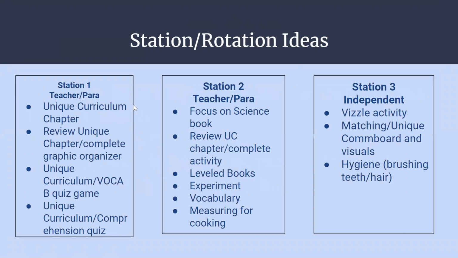So here are some ideas for stations and rotations in science. Station 1 could be a teacher or para reading a Unique curriculum chapter like we looked at earlier. If you've read it already, it could be a time that you're reviewing it and completing a graphic organizer with it. You could be doing a vocabulary quiz game, or a comprehension quiz or something with the Unique curriculum after reading chapter 1 or whatever chapter you're reading.